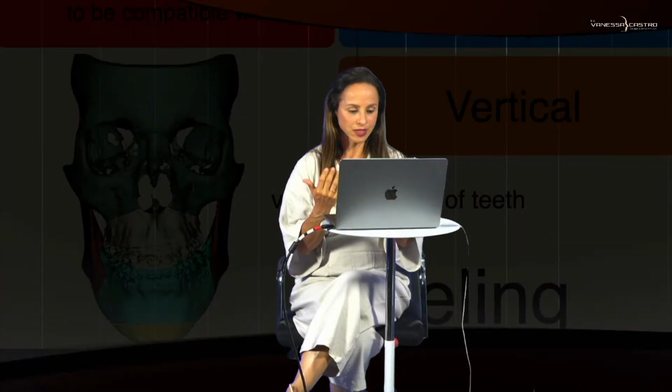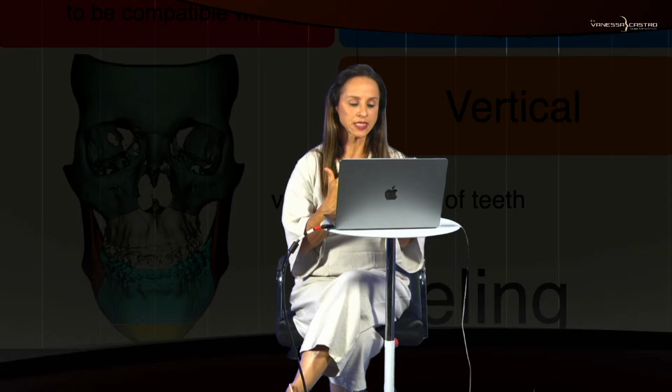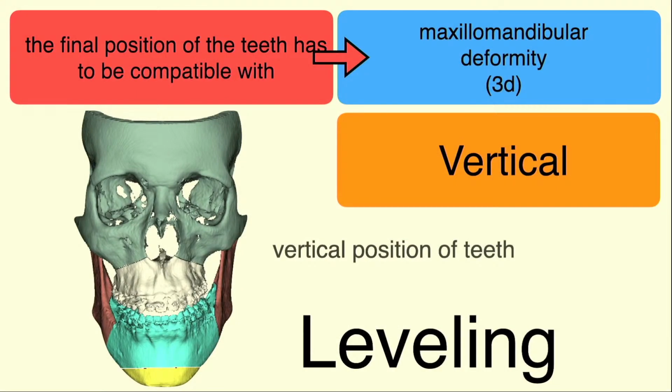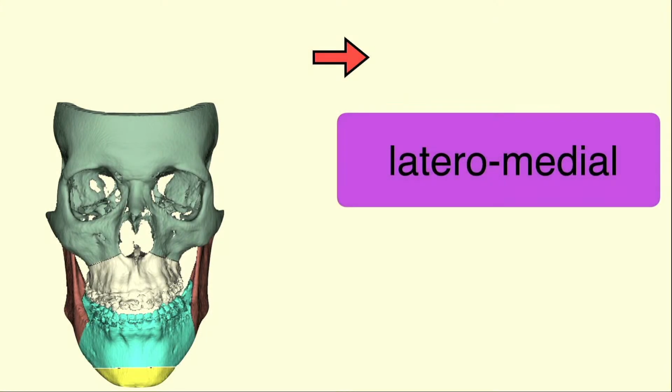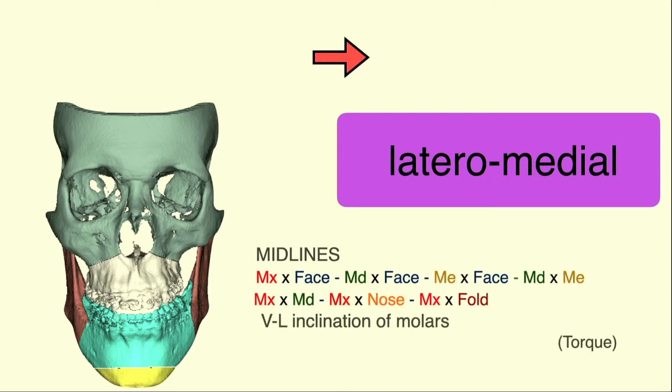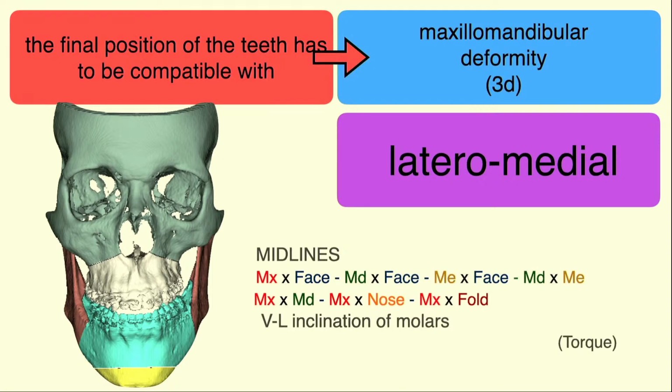That is the leveling. If I have cant in bone, upper or lower jaw, and if I have any kind of yaw deformity, that is the volume of the face. So I need to see the patient in 3D view and try to make the preparation, the ortho preparation, compatible with the craniofacial deformities.